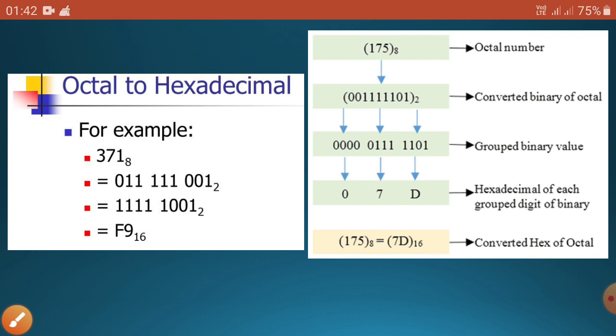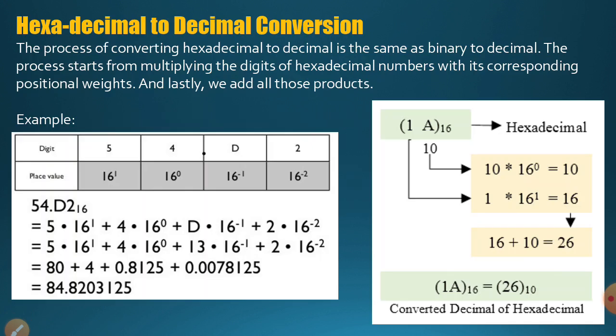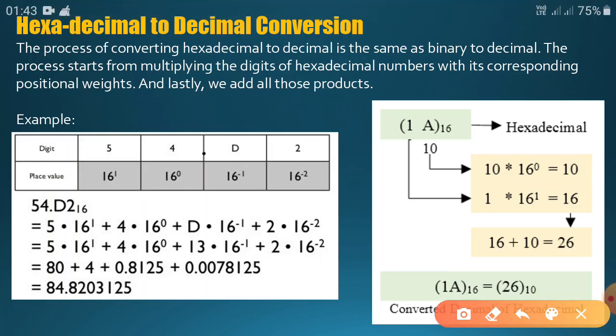Go to the next slide. Now the last part comes, that is hexadecimal to other number systems. Like binary, decimal and octal, hexadecimal numbers can also be converted into other number systems. The process of converting hexadecimal to decimal differs from the remaining ones. Let's start understanding how the conversion is done. At first we are taking hexadecimal to decimal conversion. We are taking the examples.